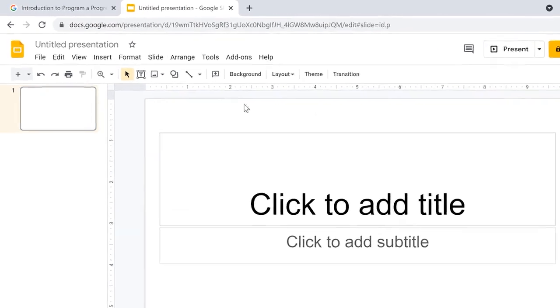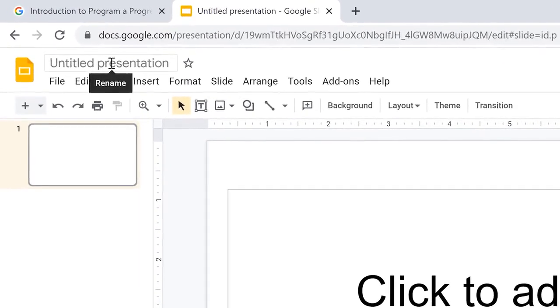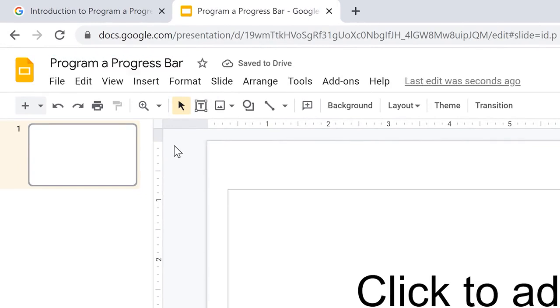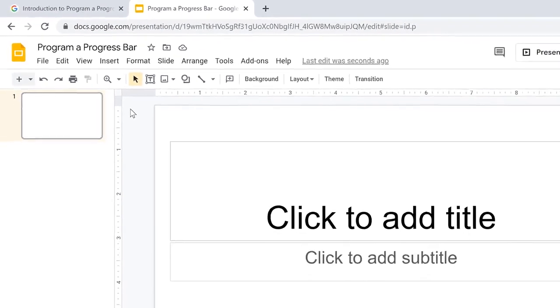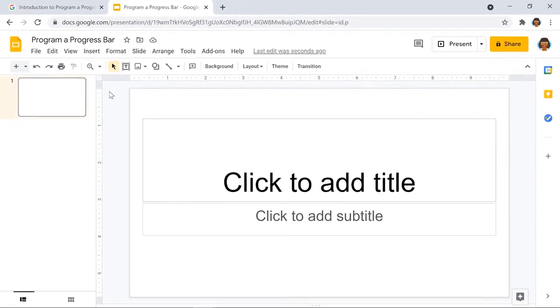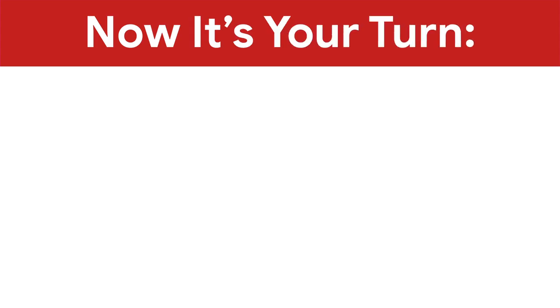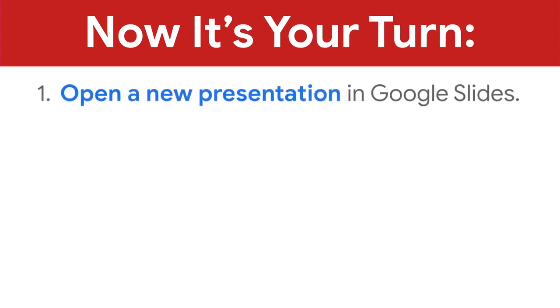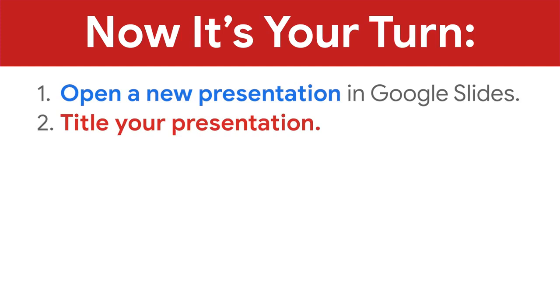The programming you do in this lesson can be used in any presentation, but because the code will edit your slides, it's best to try it first on a blank slideshow. Next, give your presentation a title. Then move on to the next video to start programming your progress bar. Now, it's your turn. Open a new presentation in Google Slides. Title your presentation and move on to the next video to begin programming.